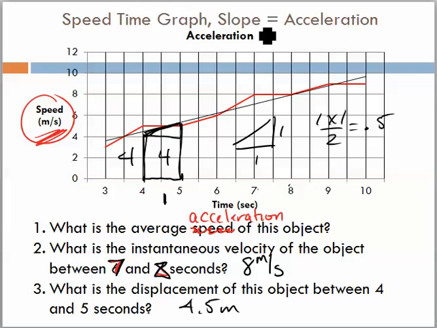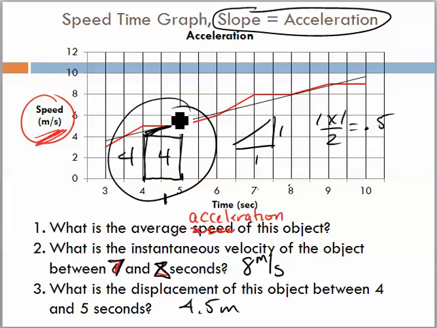The important thing here is I want you to know that if we want to find acceleration, we have to find the slope. If we want to find the displacement, then we have to use the area, which is what we did right here. So there are two different things we can find off a speed time graph, and that's different than a distance time graph. We'll talk more about this tomorrow. I'll catch you on the flip side.